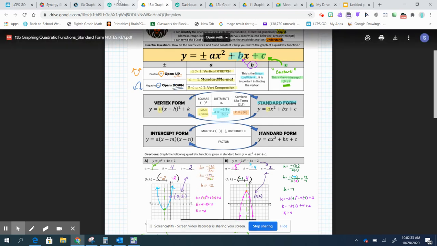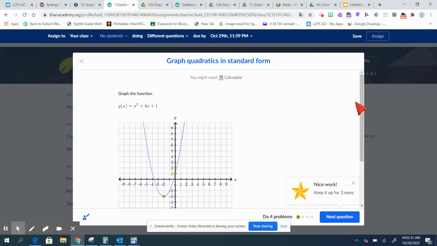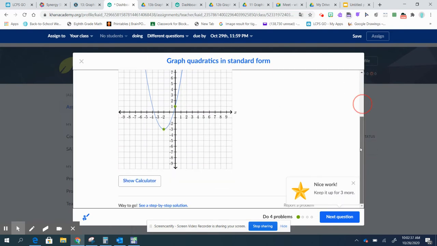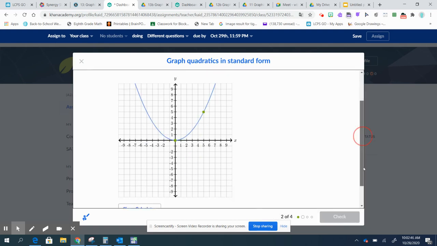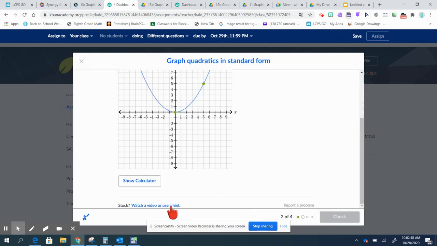Okay, and remember that with Khan and with Delta Math, there's always a spot, not on here, but you can look and see the step-by-step solution, or if you're having trouble, let's see the next one. If I got stuck, I can use a hint, and they give quite a few hints to help you if you are stuck. Okay, I hope this helps.